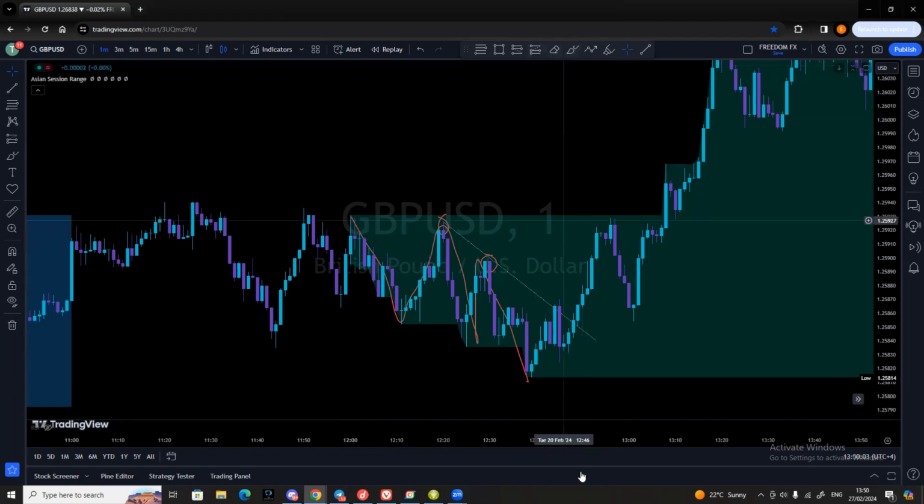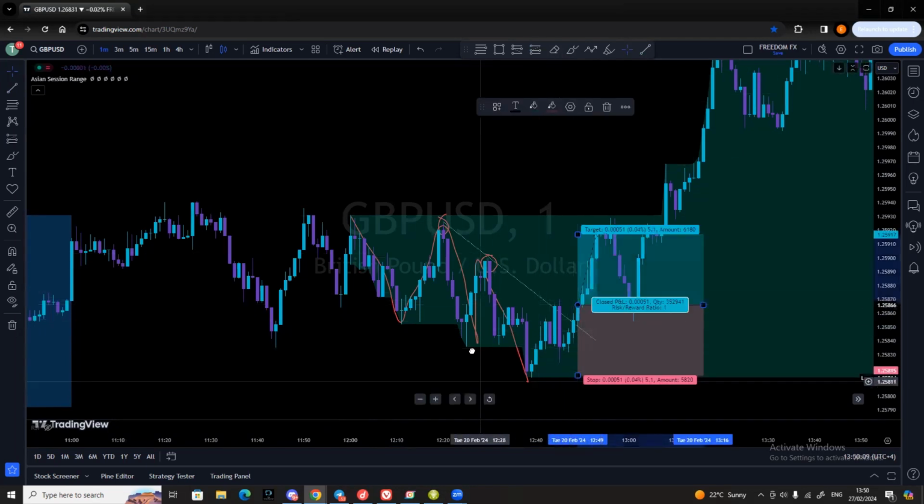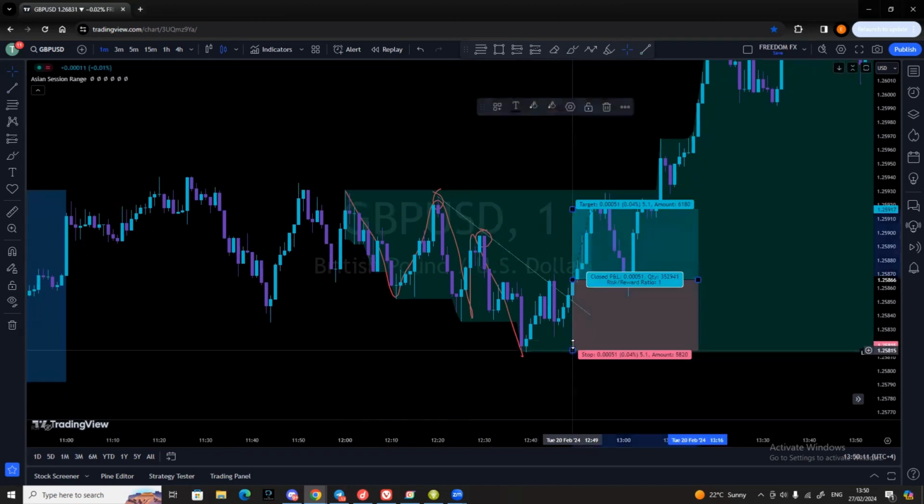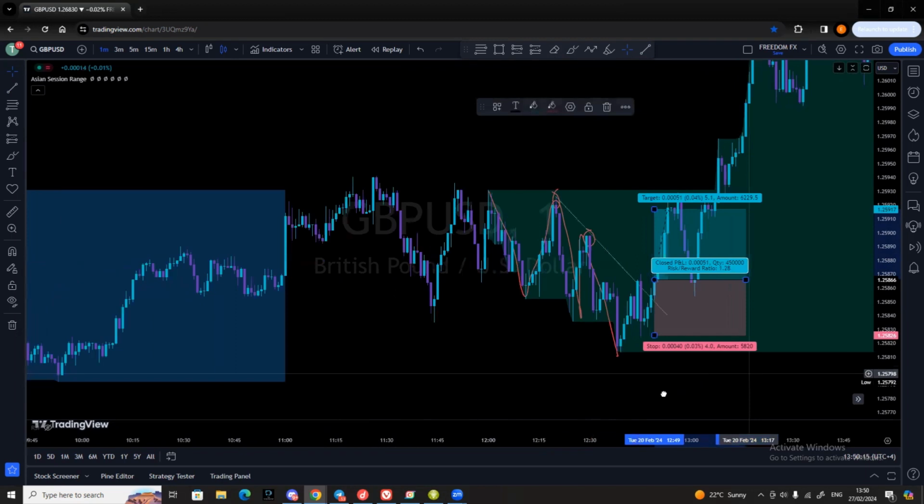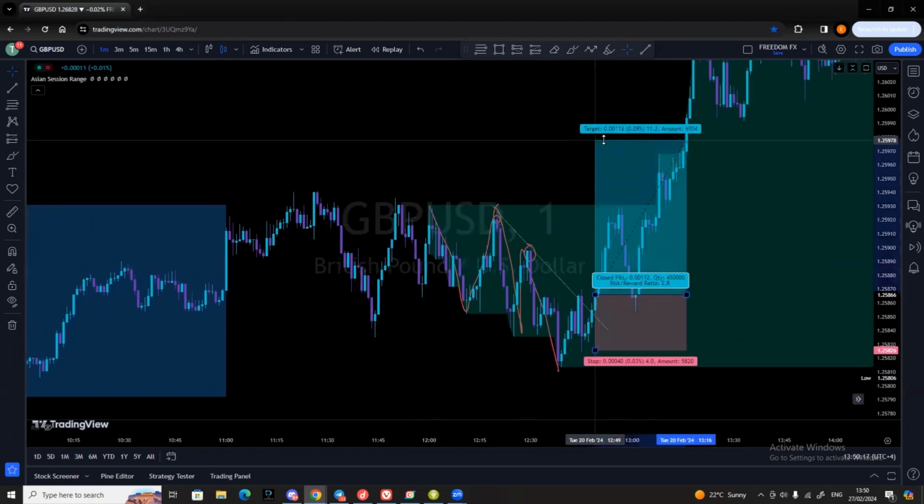All right, so this is what we're looking at. Right now, we have a strong bullish closure. We take our entry right from there, 4 pips stop loss, and we target 8 pips take profit. This is very simple.